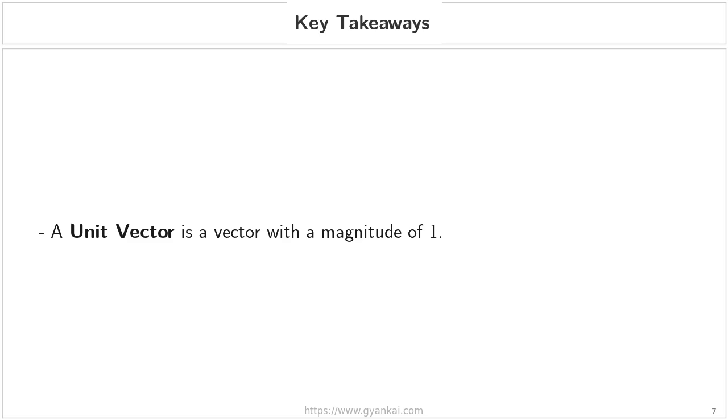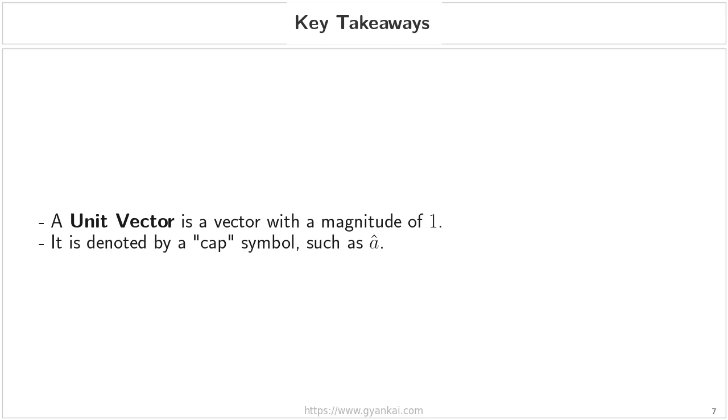First and foremost, remember that a unit vector is a very specific type of vector. It is defined by having a magnitude of exactly 1. Second, pay close attention to your notation. To distinguish it from a standard vector, we use what we call a cap symbol. So, instead of writing a with an arrow on top, we write a cap. This small change in symbol tells anyone looking at your work that the magnitude is 1.